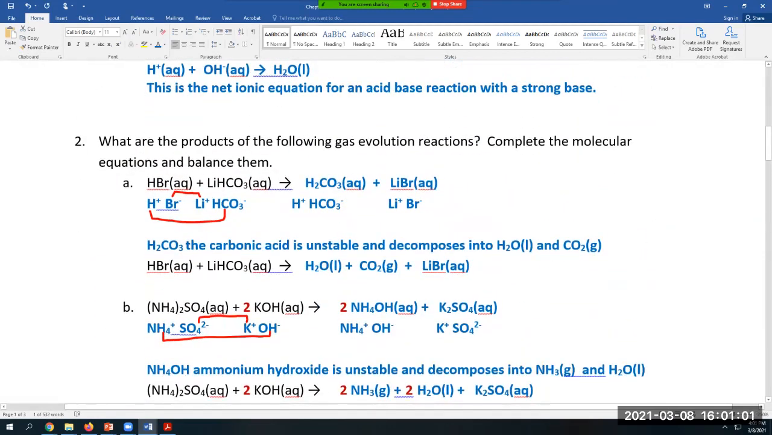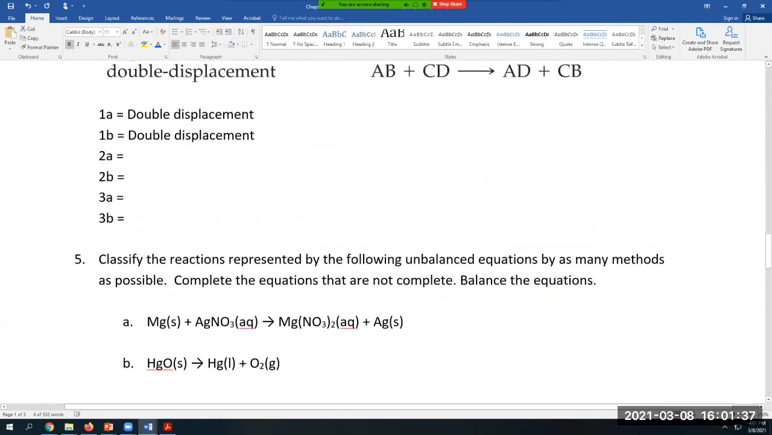2A was HBr plus LiHCO3 gives H2CO3 plus LiBr. And we had the carbonic acid that was unstable and decomposing into water and carbon dioxide. This is also a double displacement reaction because you can see the exchange of partners again here. Lithium goes with bromine, and then the H plus goes with the bicarbonate ion. So double displacement.